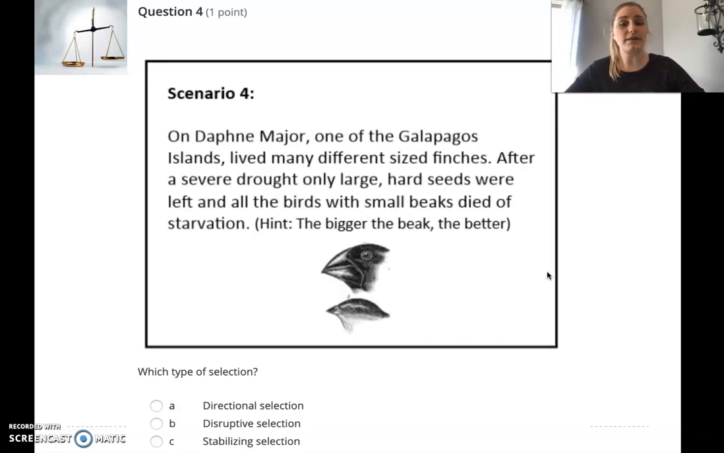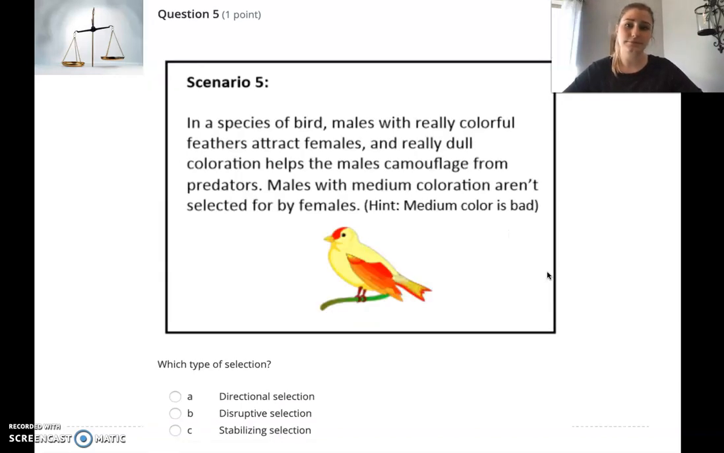On Daphne Major, one of the Galapagos Islands, lived many different-sized finches. After a severe drought, only large, hard seeds were left, and all the birds with small beaks died of starvation. Hint, the bigger the beak, the better. What type of selection? Directional, disruptive, or stabilizing? In a species of bird, males with really colorful feathers attract the females, and really dull coloration helps the males camouflage from predators. Males with medium coloration aren't selected for by females. Hint, medium color is bad. Is this directional, disruptive, or stabilizing?